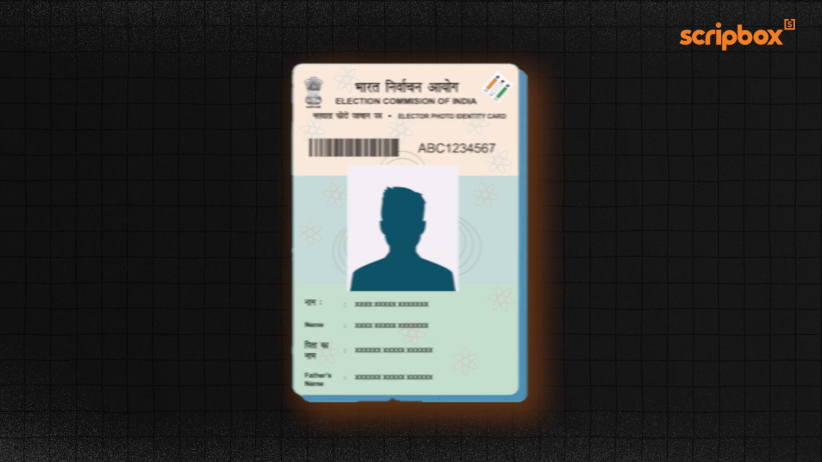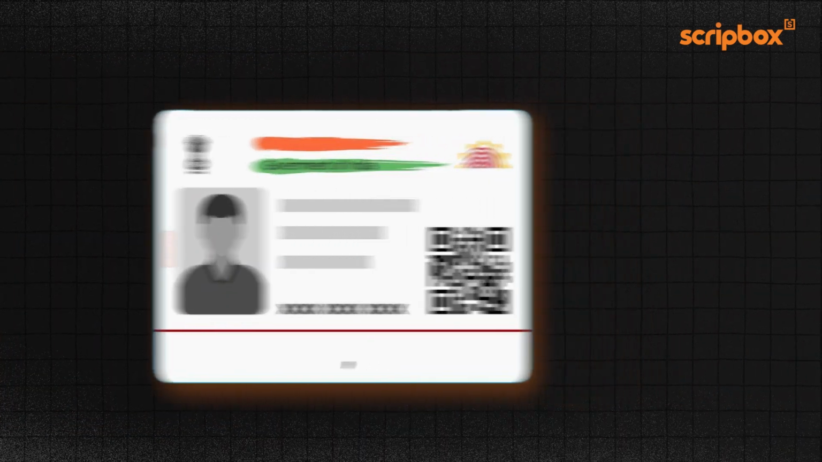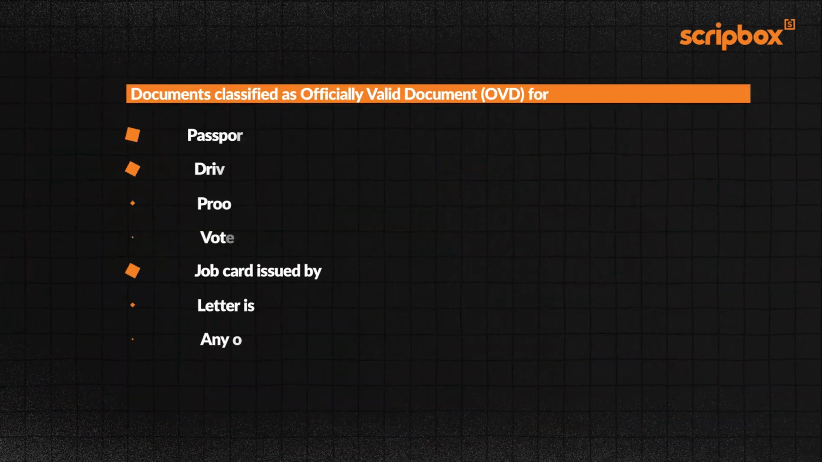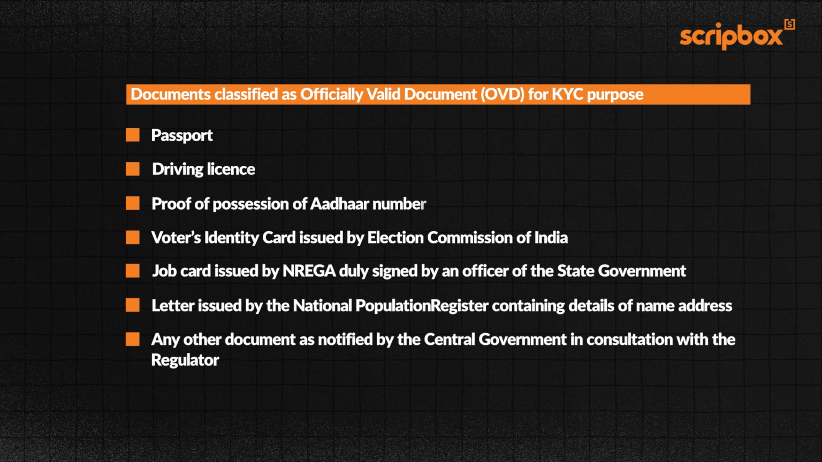So KYC typically used to be PAN plus proof of address. Proof of address typically means either a passport, driving license, voter ID card, or proof of possession of Aadhaar. There are a couple of documents like a MGNREGA card and pension card, which typically are government issued cards. All of these could have been used to complete the KYC in the past. So a lot of customers have done the KYC based on these documents.